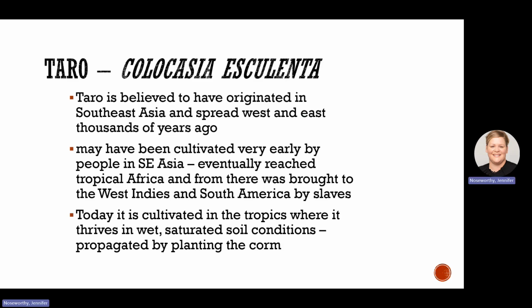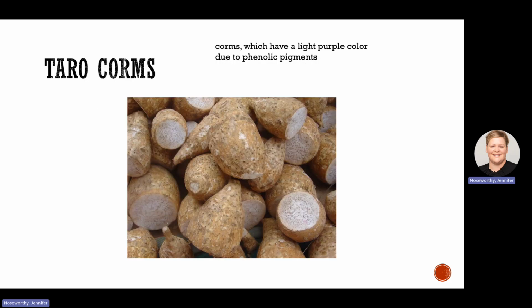Thought to have originated in Southeast Asia, and pretty popular in Asian cuisine in tropical areas, even in parts of Africa. It was brought to South America via the slave trade, and it grows really well in moist and wet conditions. In fact, it could even grow in rice paddies, and we'll talk about that in a second.